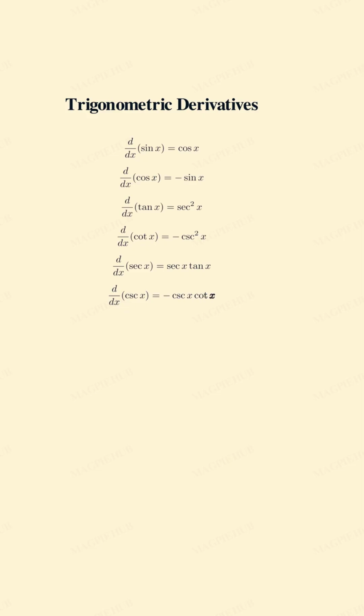Trigonometric derivatives. These 6 formulas are absolute must-know. The derivative of sine x is cosine x. The derivative of cosine x is negative sine x, derivative of tan x is secant squared x, derivative of cot x is negative cosecant squared x, derivative of sec x is sec x tan x, derivative of cosec x is negative cosec x cot x.